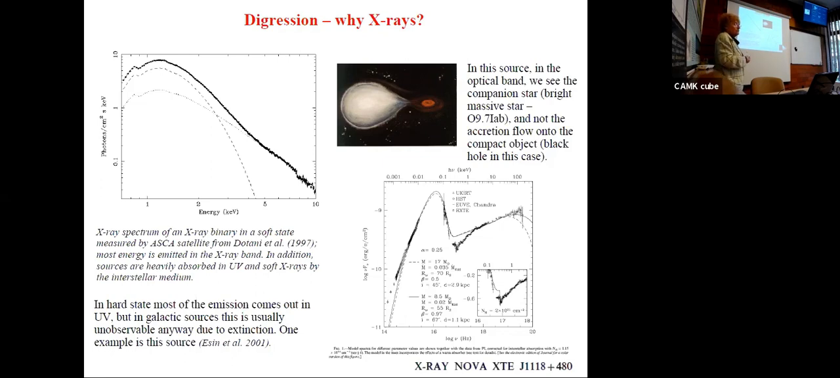In addition, sometimes the optical part is dominated by the companion star because the binary system consists of a black hole or a neutron star accreting, and the companion star can be bright. In this case, the companion star is an O9 type bright massive star. So in the optical band, you see just the star. In the lower mass sources, you can see a bit the companion star. You can see a bit of accretion disk, but not much. It's difficult. It's faint, and the obscuration is really dramatic.